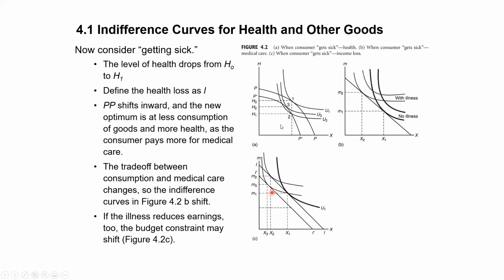So there's a shifting of the curve inward, where you have a new optimum with less consumption of goods and more consumption of medical care. However, if the income is affected, you will have lesser consumption of medical care, as well as lesser consumption of goods as well.